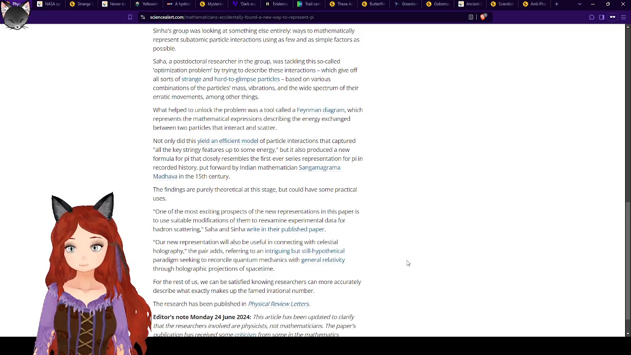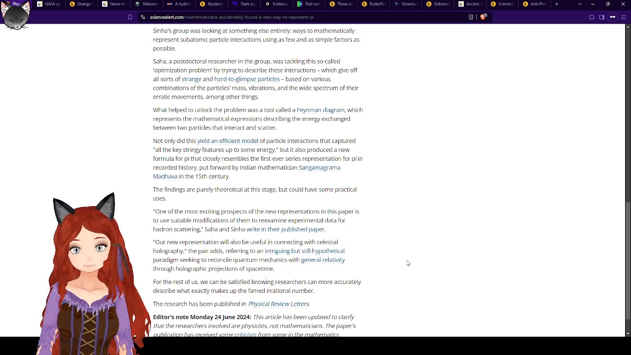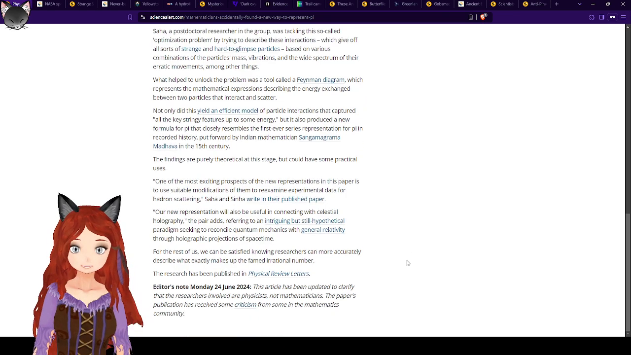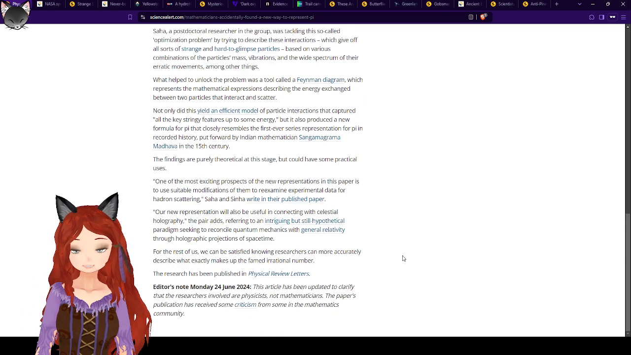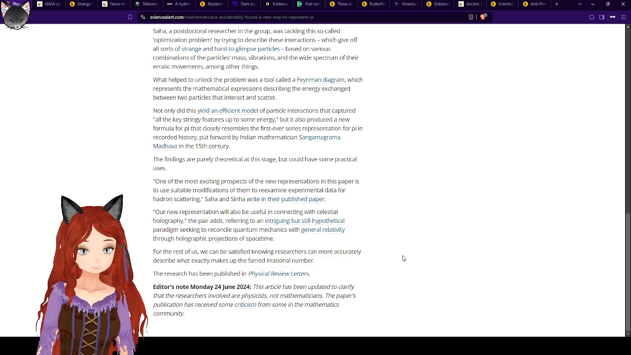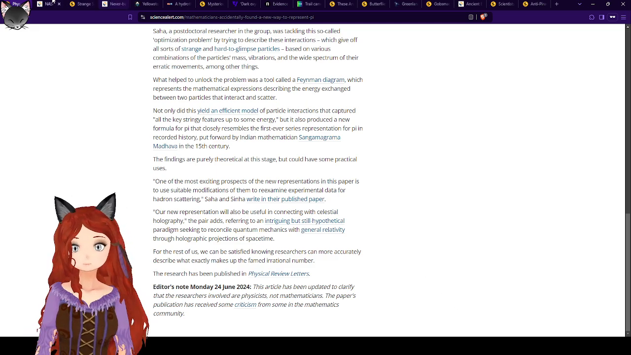For the rest of us, we can be satisfied knowing that researchers are more accurately able to describe what exactly makes up the famed irrational number. I know what it makes up. Pi! Nom nom nom nom nom. Okay, sorry, bad joke.